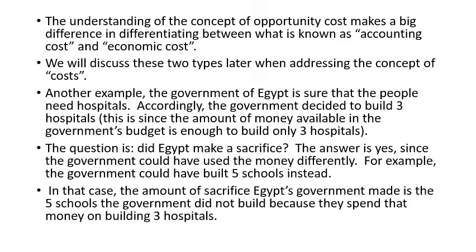In that case, the amount of sacrifice the Egyptian government made is the 5 schools the government did not build because they spent that money on building 3 hospitals. I think this is clear. I gave you one example. I don't think you need more than that.